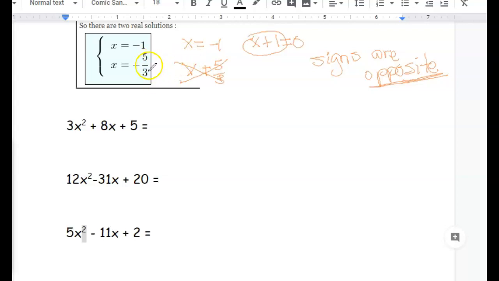The first step of SADMAP is to remove the fraction, so I'm going to multiply both sides by 3. Then when I do that, I have 3x equals -5. So I'm going to add 5 to the other side, and then this is my other factor.